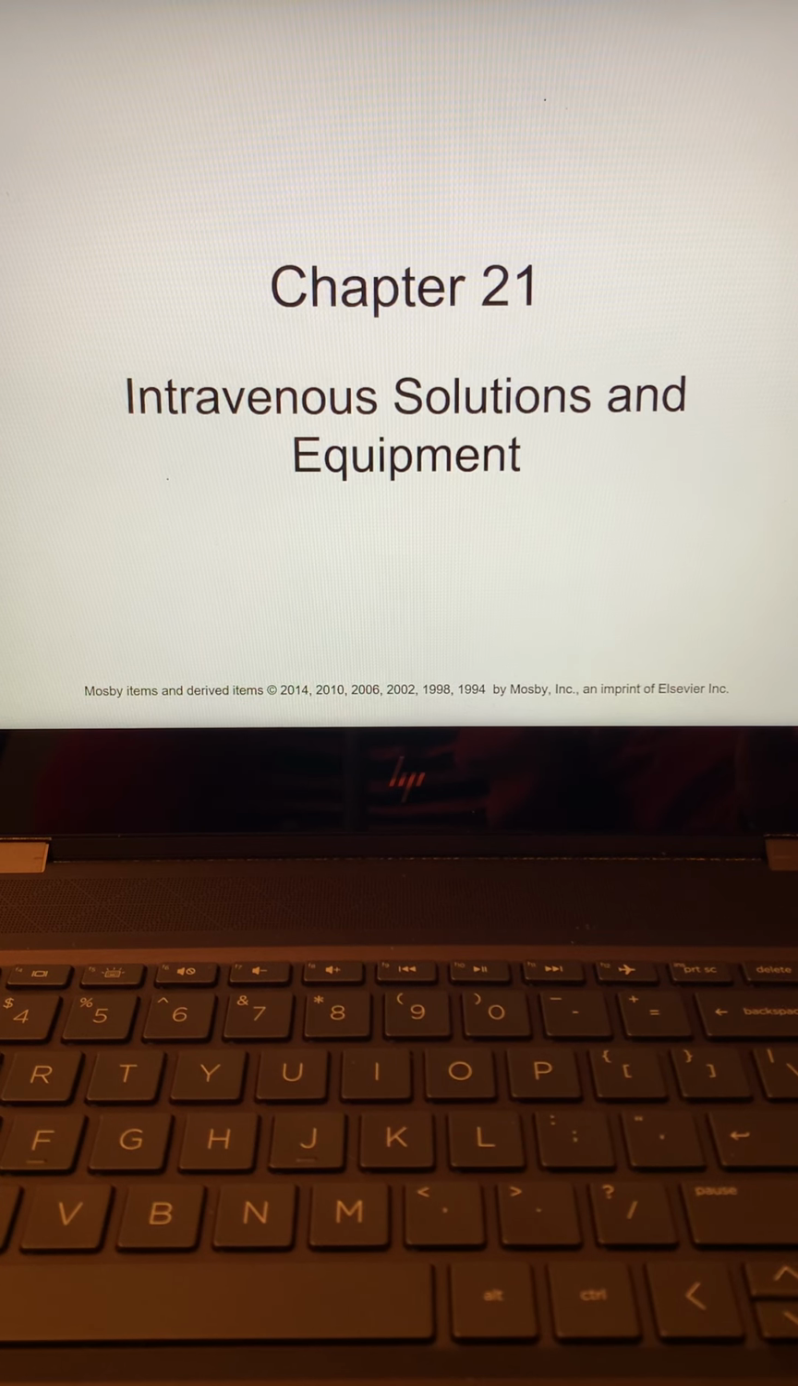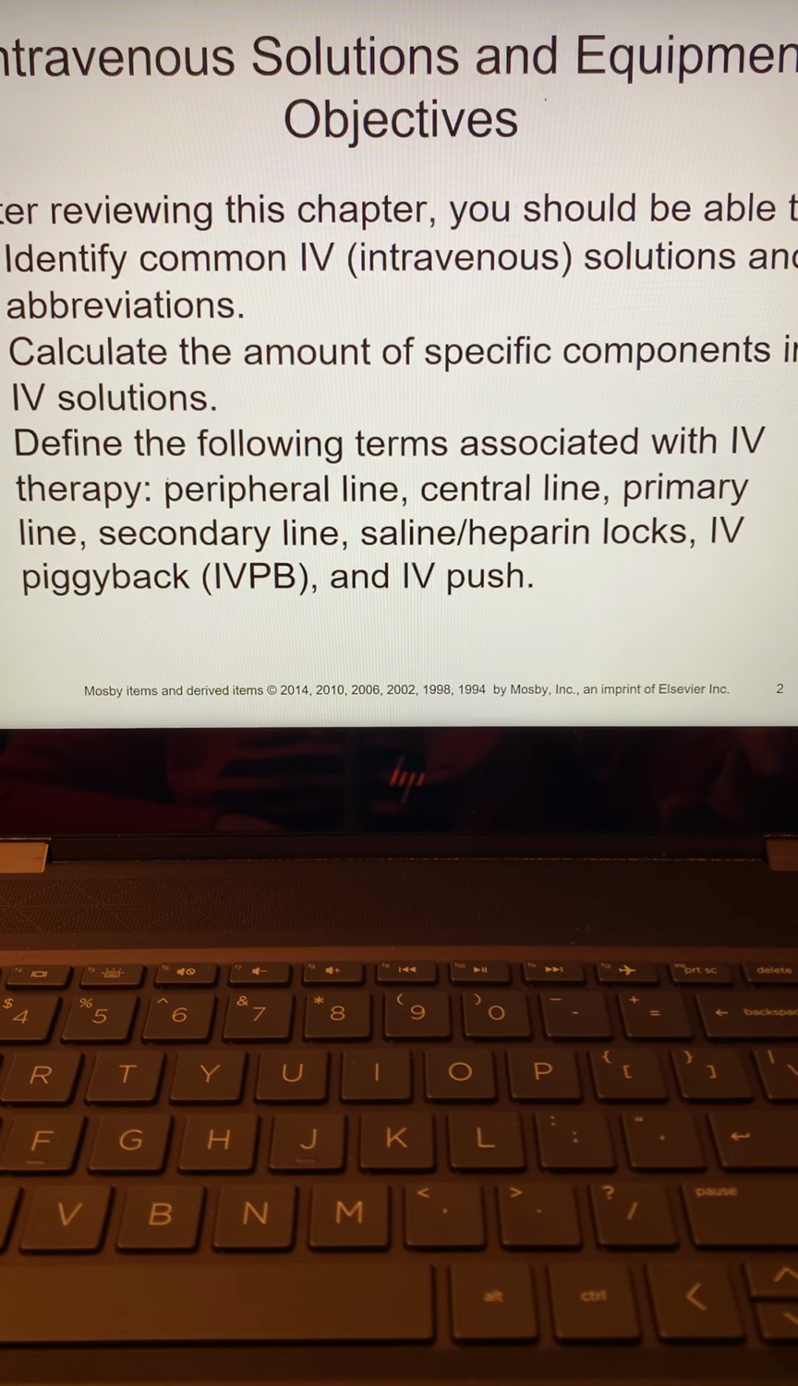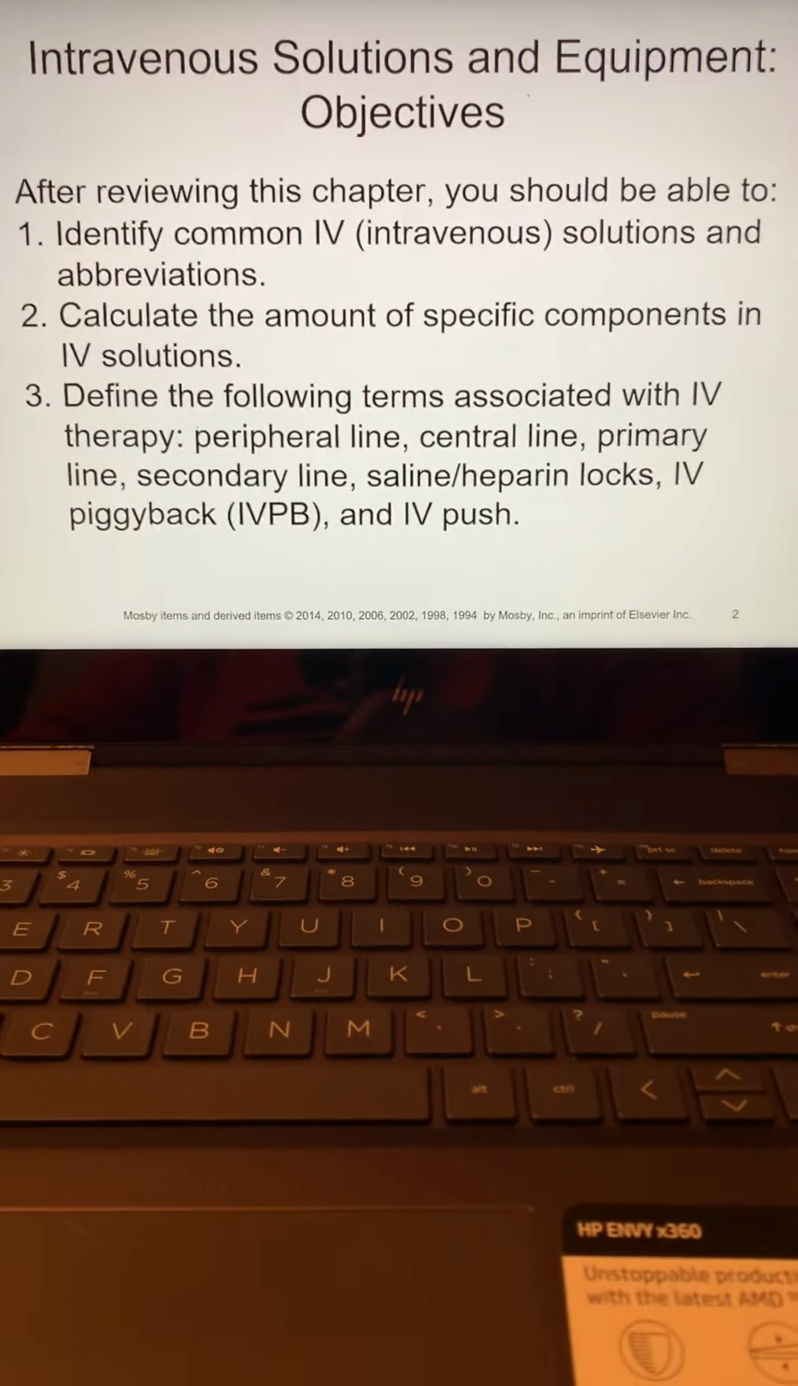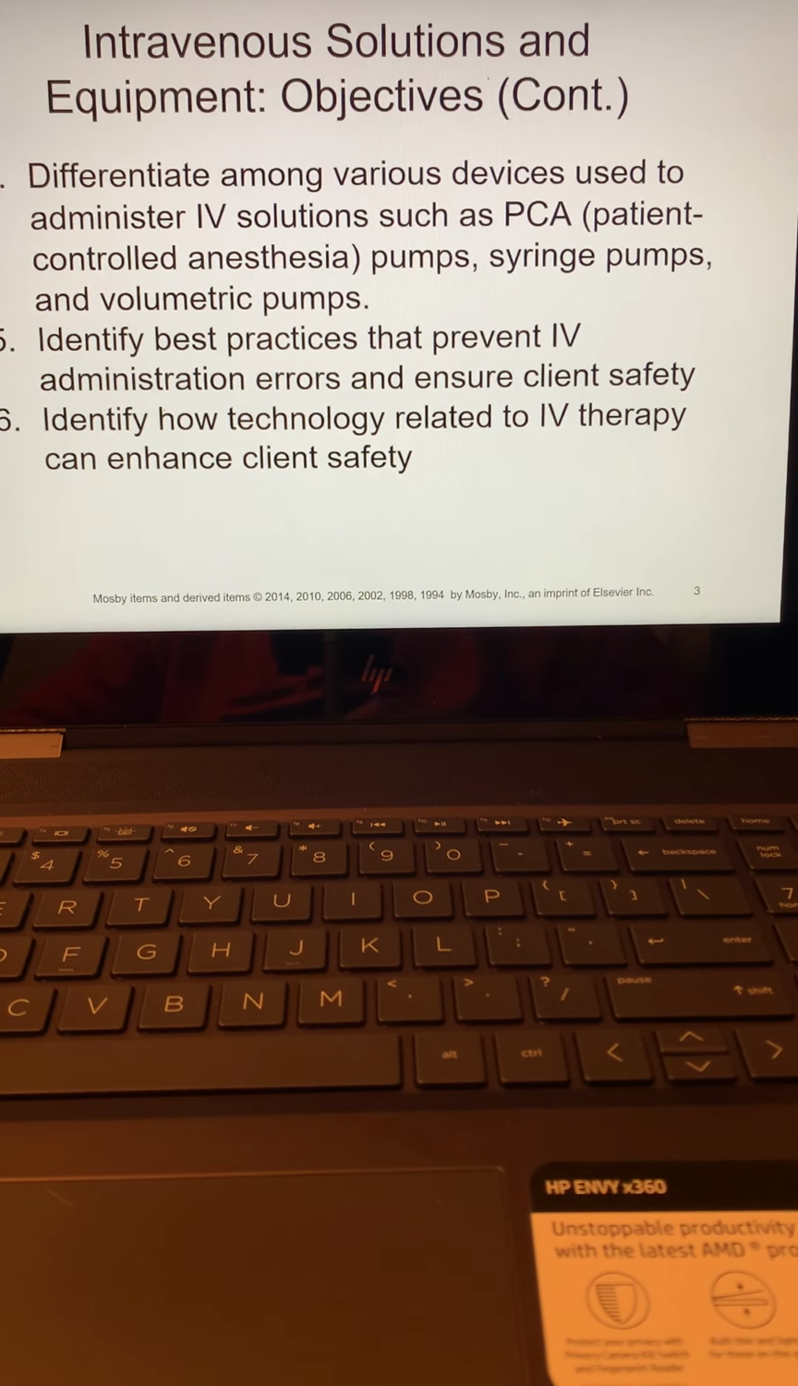We're going to talk about chapter 21, which is IV solutions and equipment. There are a lot of slides in this chapter that I'm just going to pass over. I'm going to focus on the stuff that we need to know for the upcoming exam and the final. So, IV solutions and equipment.